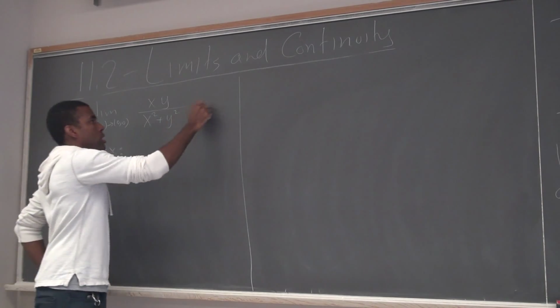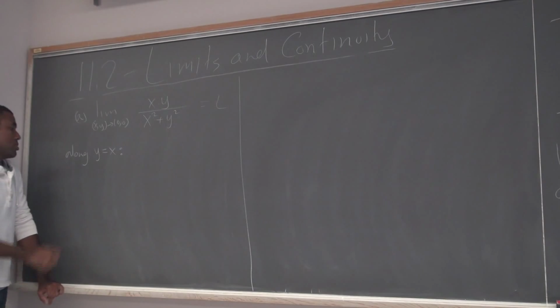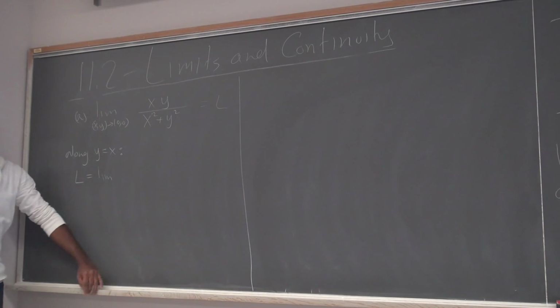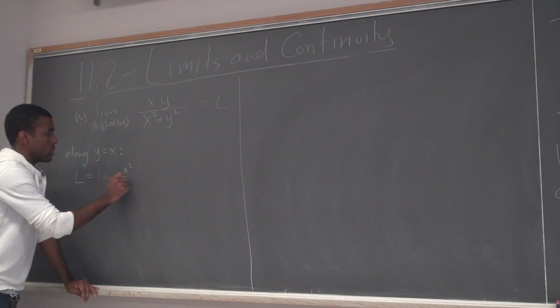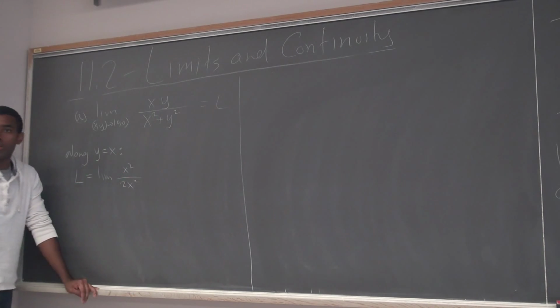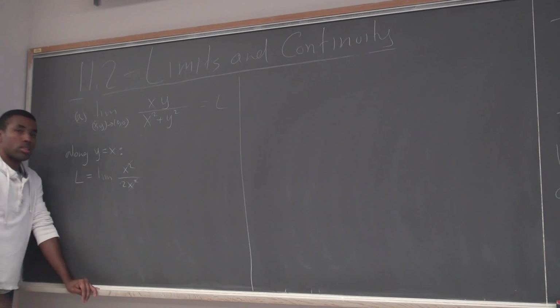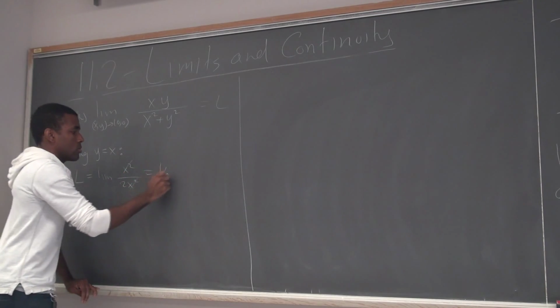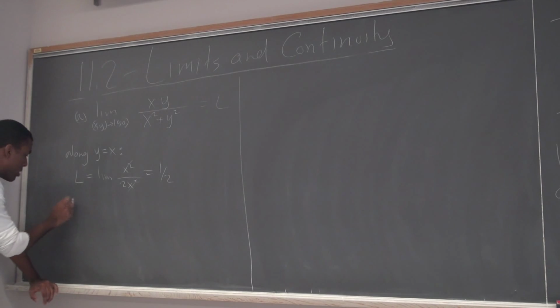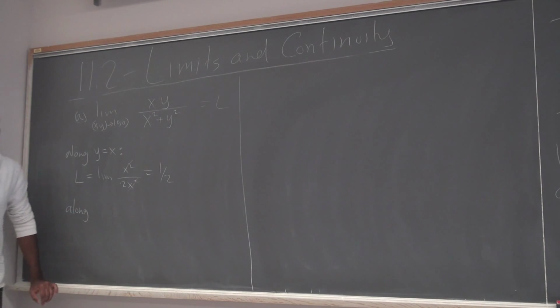Let's say I call this L. Along y equals x, L would be the limit of the function, replacing all y's with x's. I'll get x squared over, if this is an x, I get 2x squared at the bottom, right? These cancel. So the limit's a half, right? Tell me another path.